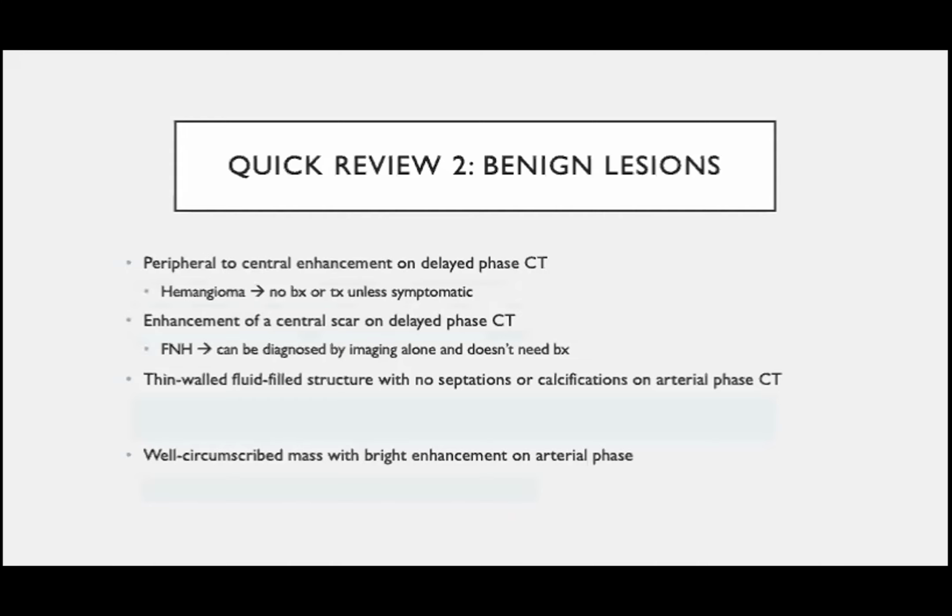Team 4, what is a thin-walled fluid-filled structure with no septations or calcifications on arterial phase? Cyst. Yes, simple cyst. It does not require biopsy or treatment unless there are worrisome findings like septations, papillary projections, or calcifications.